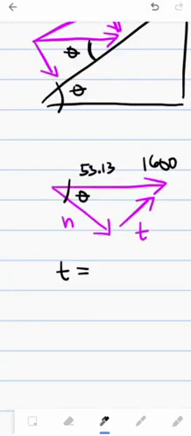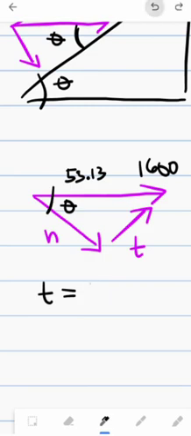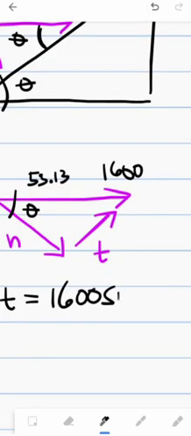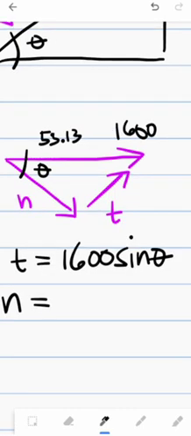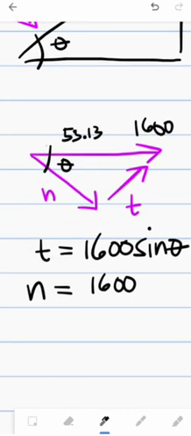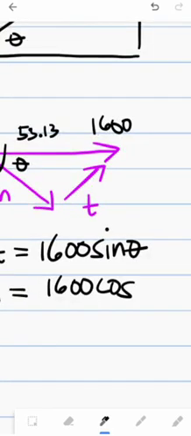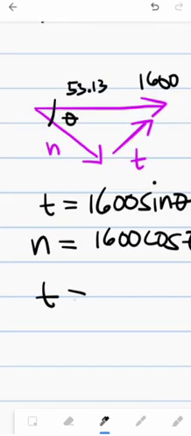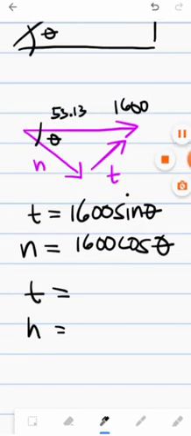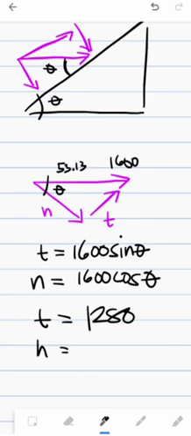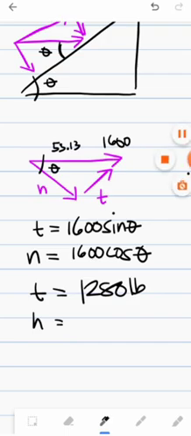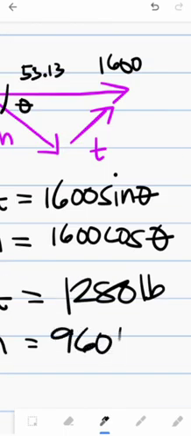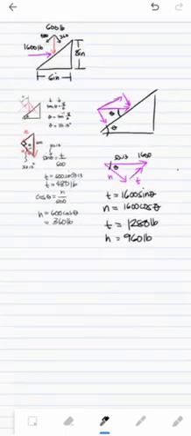So t is equal to 1,600 sine theta, and n is equal to 1,600 cosine theta, since it is adjacent. So t is equal to 1,280 pounds, and n should be 960 pounds. Now we're done with the problem.